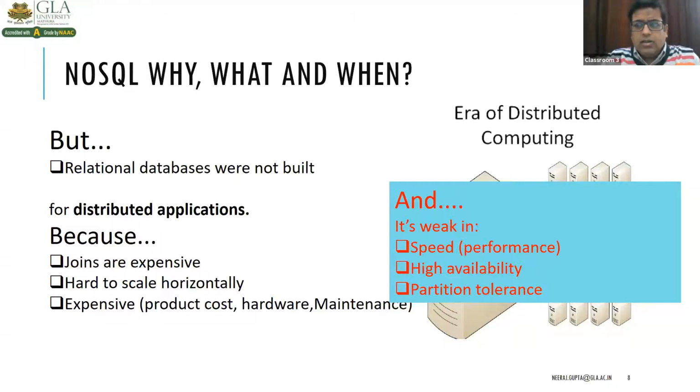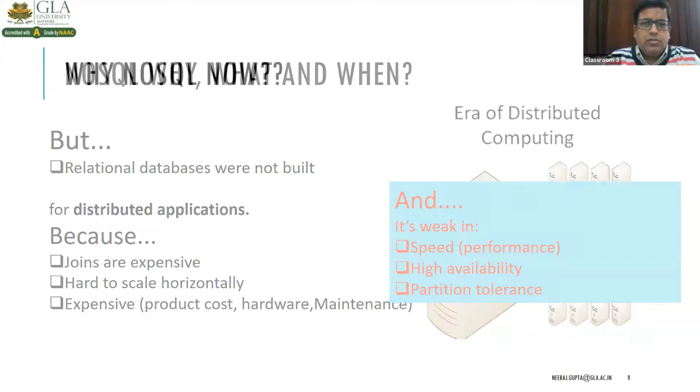So it's weak in that. Which one? Relational database, right? High availability and partition tolerance. That is the drawback of the relational model.